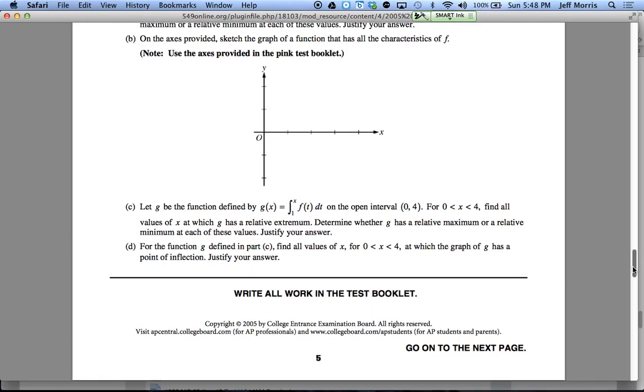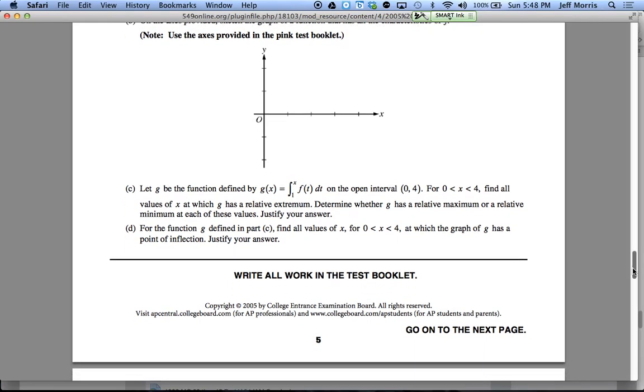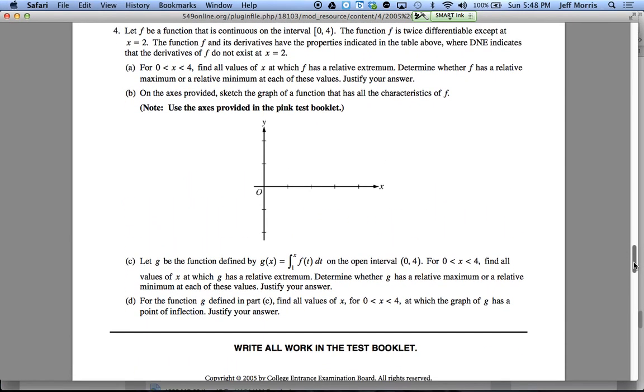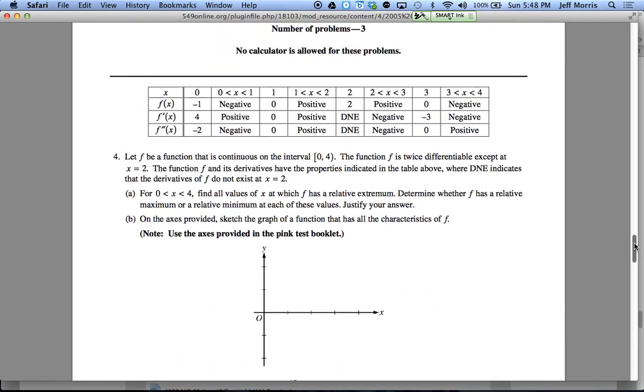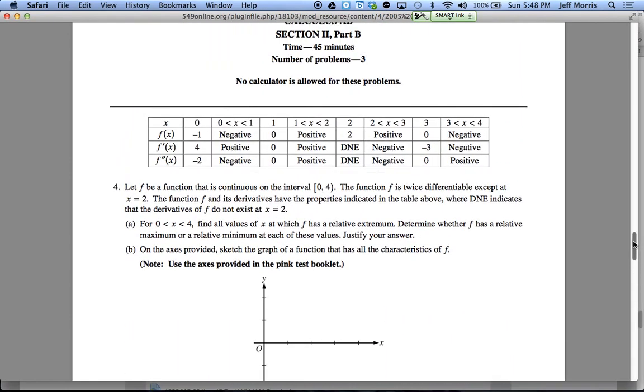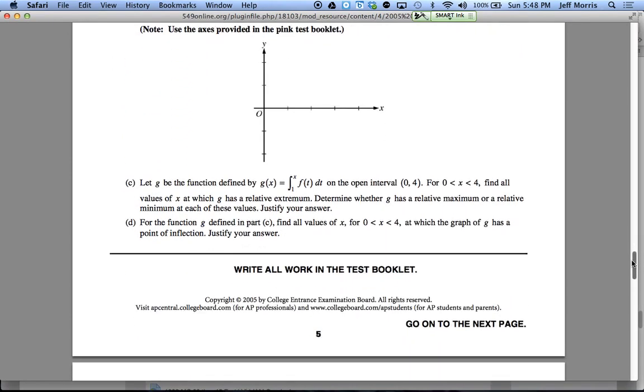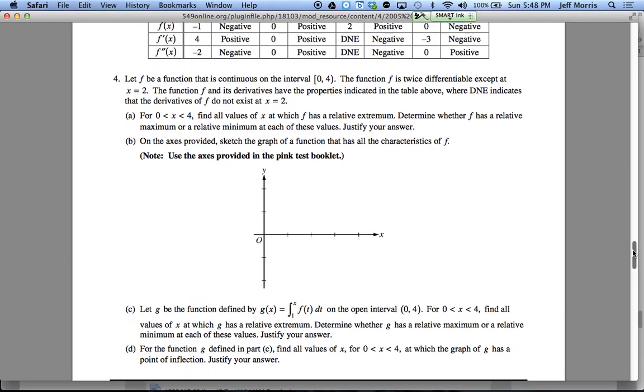Part C: let g be the function defined by g of x equals the definite integral from 1 to x of f of t dt on the open interval from 0 to 4. So we're still using f of x. There's f of x still. This right up here, that table, is still f of x. Okay? I'll have to zoom out a little bit here to get the whole thing so I can see it.